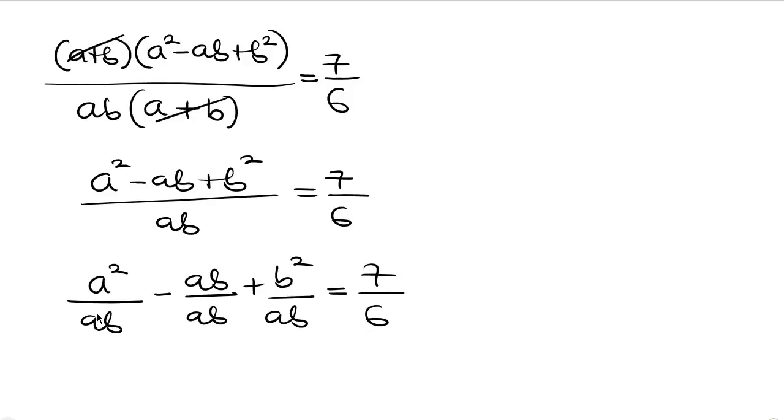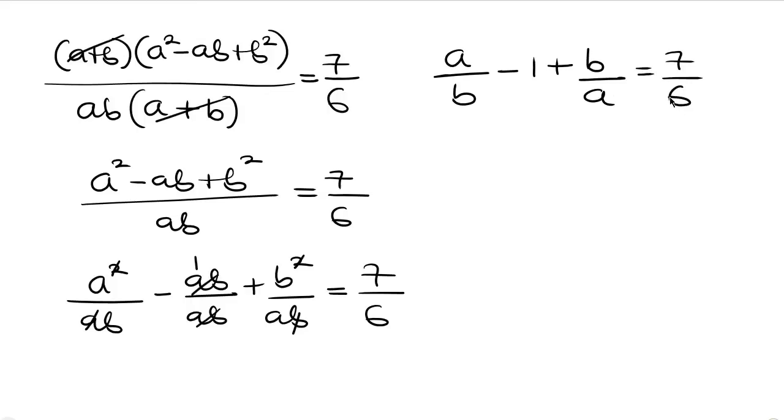Now notice that a cancels out a from here. So I have a over b. So this is a over b, minus ab divided by ab is 1. So minus 1 plus, now b cancels out b from here. So we have b over a. Very good. This is equal to 7 all over 6.